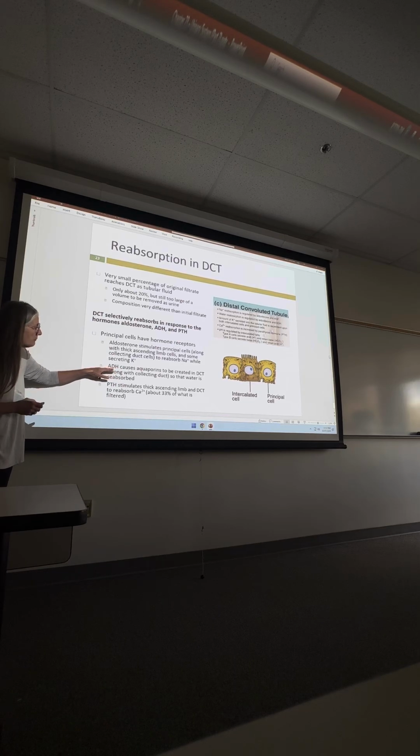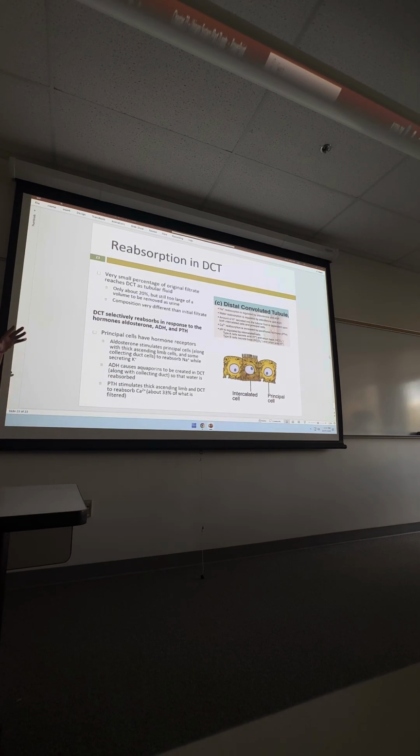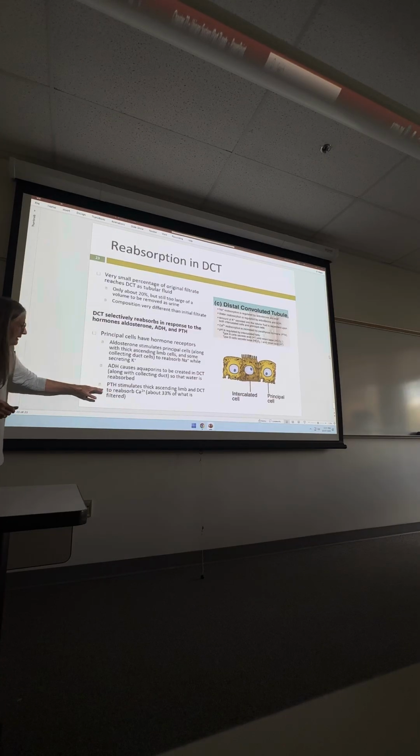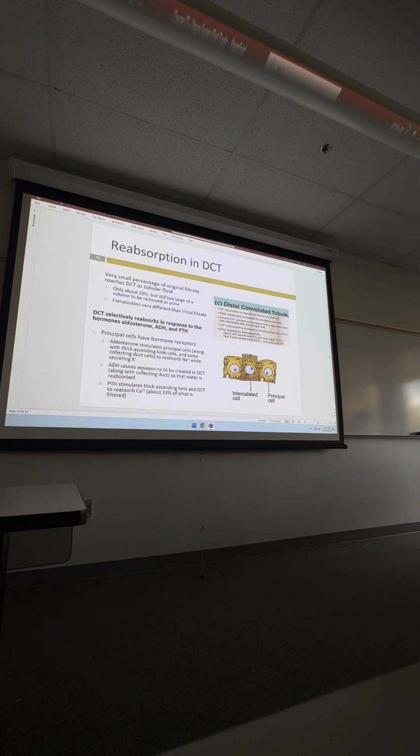ADH causes aquaporins to be created in the distal convoluted tubule. So we pull water from the tubular fluid back into the tissue fluid and then back into the blood. And how does PTH work? It has something to do with calcium. Remember PTH, parathyroid hormone? The stimulation of parathyroid hormone is low calcium levels. So if we have low calcium levels, our parathyroid hormone is going to make sure that we pull as much calcium that was filtered out, get it back into the blood.